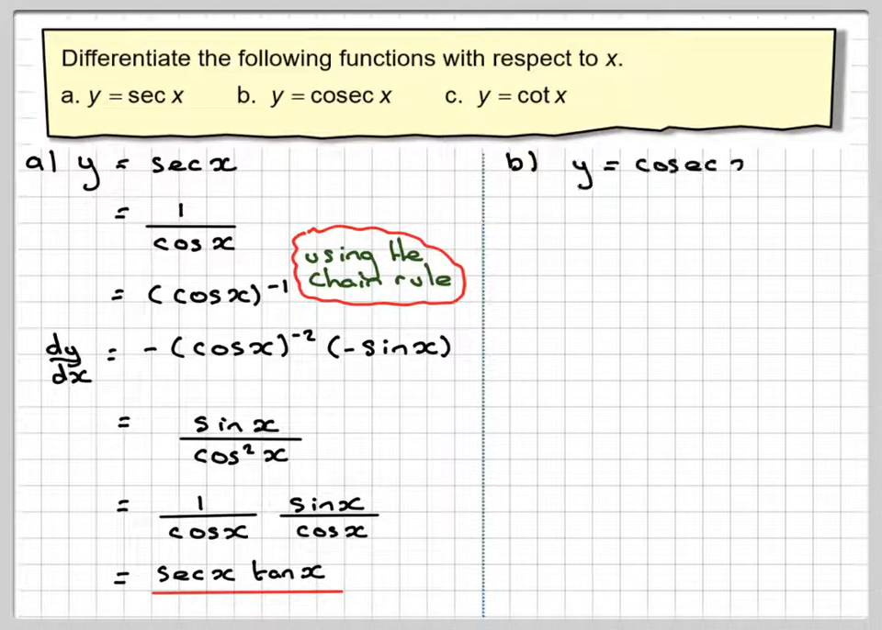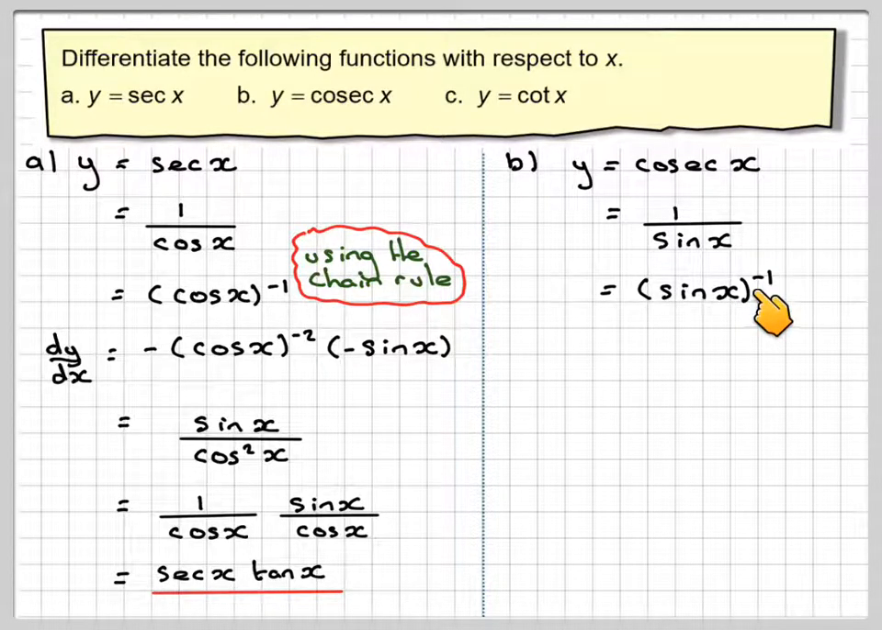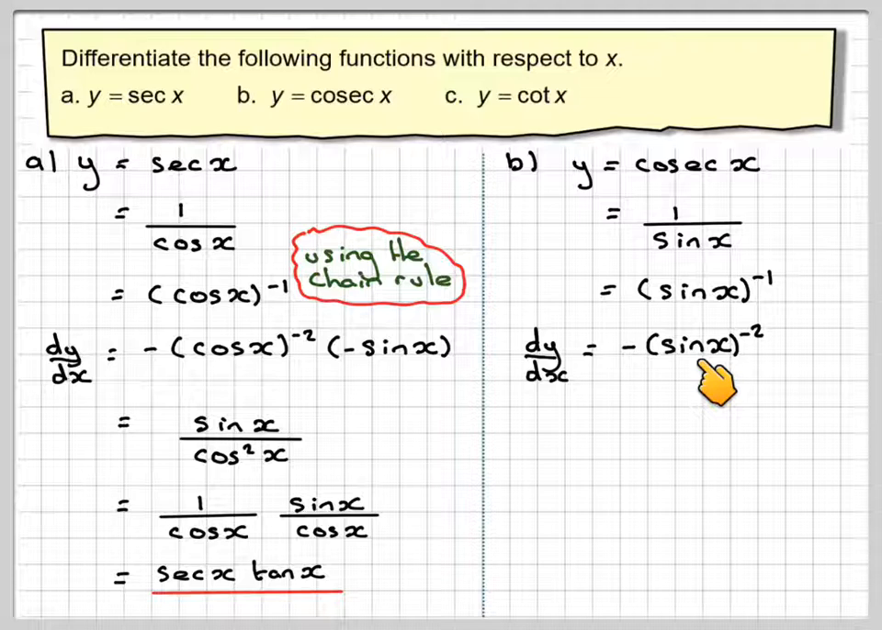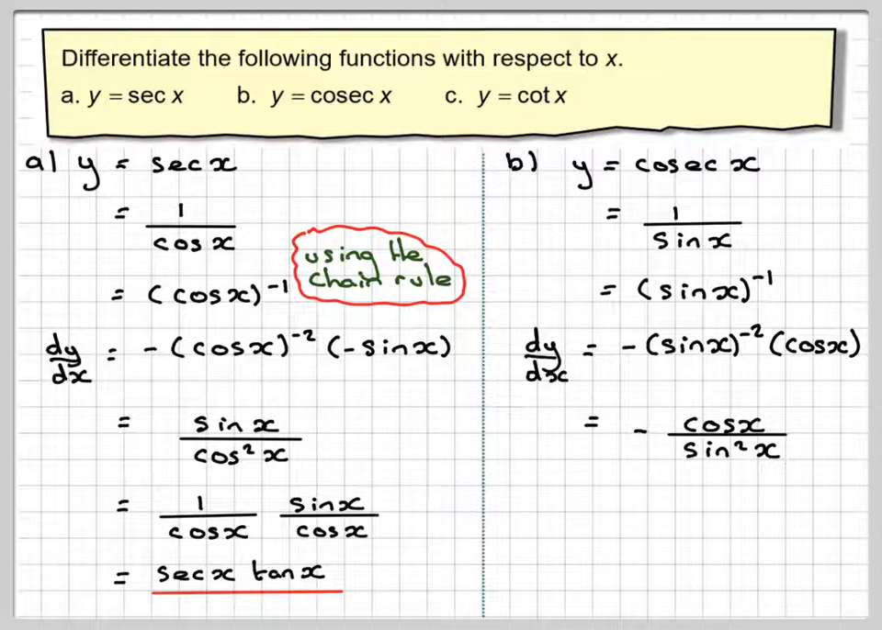Doing a similar process for y is equal to cosec x, writing it as y is equal to 1 over sine x, again writing it as sine x to the minus 1, being careful when we put the minus 1. Differentiating it, we will take the minus 1 down in front, write down sine x, reduce the power by 1, so it becomes minus 2. Differentiate sine, you get cos, so the result of this one will actually be negative. So we're going to have minus, in the numerator, cos x over sine x squared, or sine squared x.